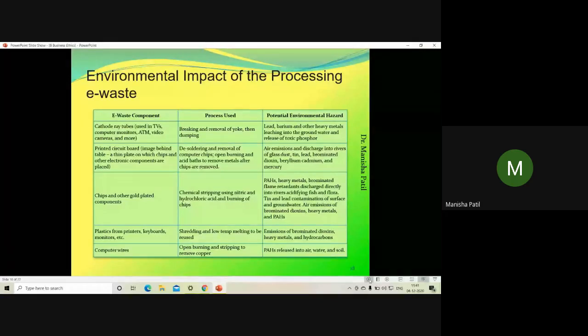For example, cathode ray tubes, which are used in television, computer monitors, ATMs, video cameras, and more. They are broken and then dumped, which leads to lead, barium, and other heavy metals leaching into the groundwater and release of toxic phosphor. Basically, any type of e-waste causes water pollution, soil pollution, and air pollution.